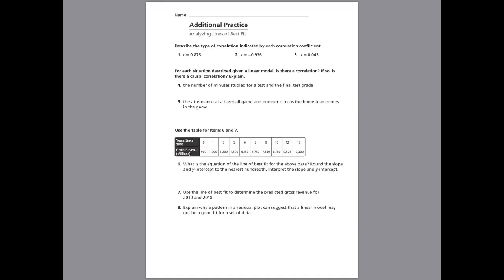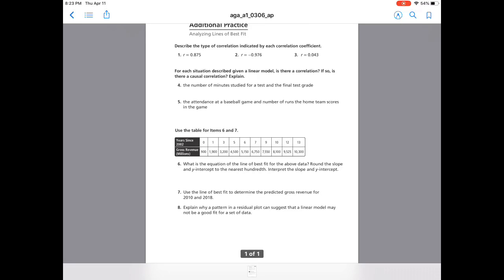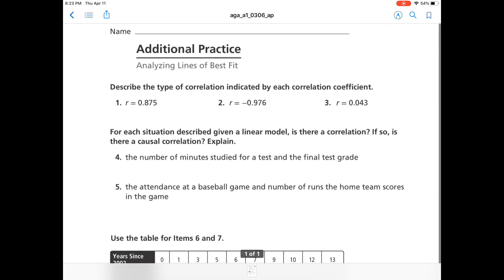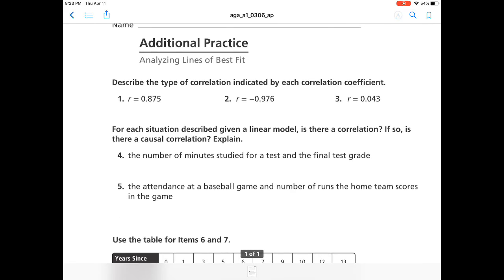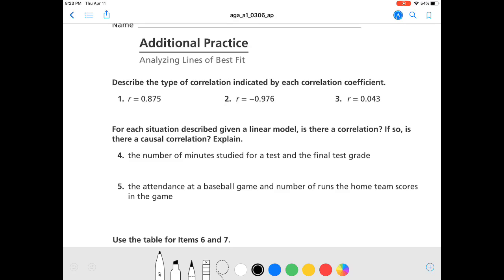All right, the next worksheet is the additional practice, analyzing the lines of best fit. Just a little extra clarification on those directions. The type of correlation, what I want to know is it a positive or negative correlation? And whether or not it's strong or weak. We've talked about what it means to have a strong or a weak correlation.